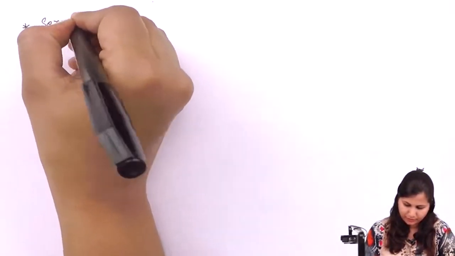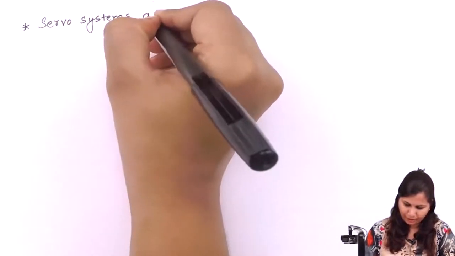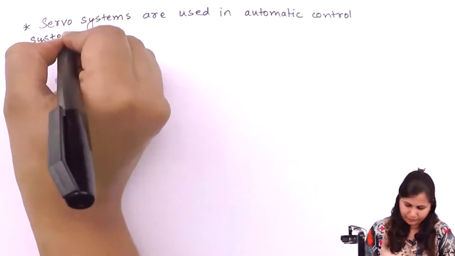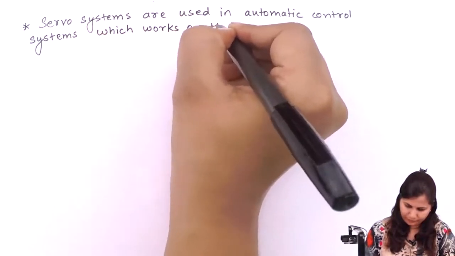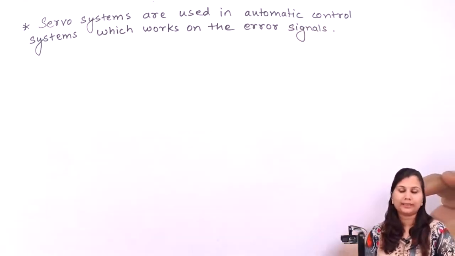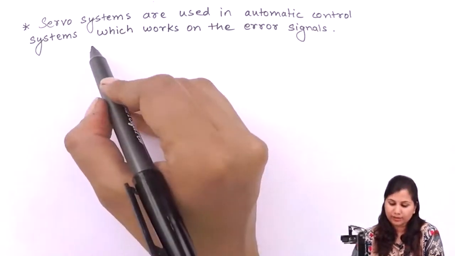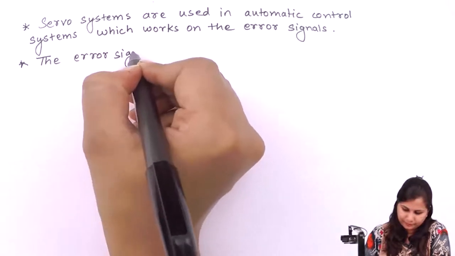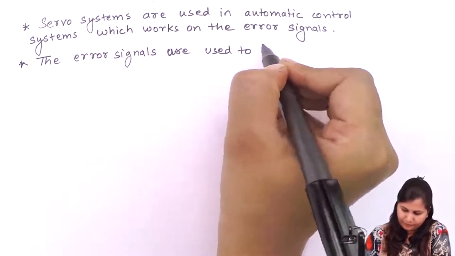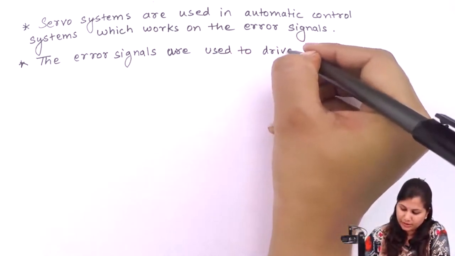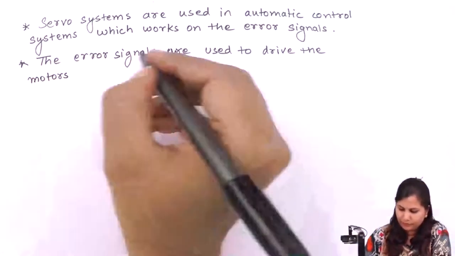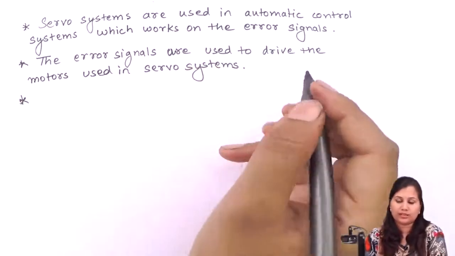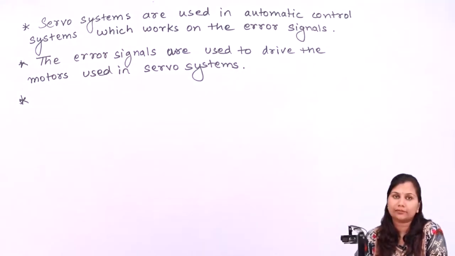So servo systems are used in automatic control systems, and these automatic control systems work on the error signals. Okay, so they are converting these error signals, they are used to drive the motors used in servo systems. Now the motors used in the servo systems are known as, or called, servo motors.